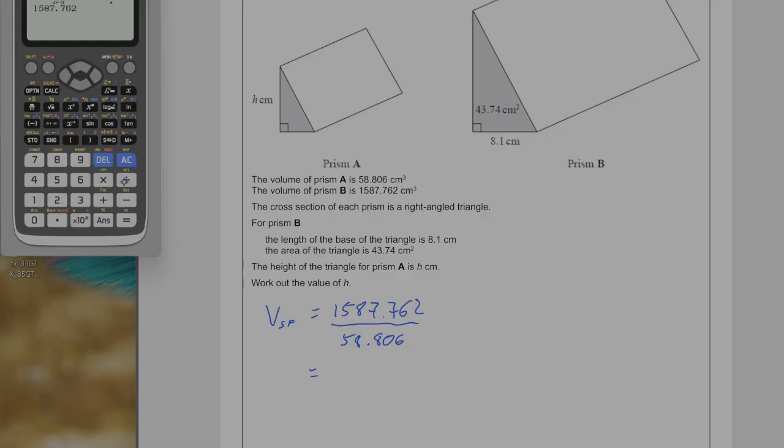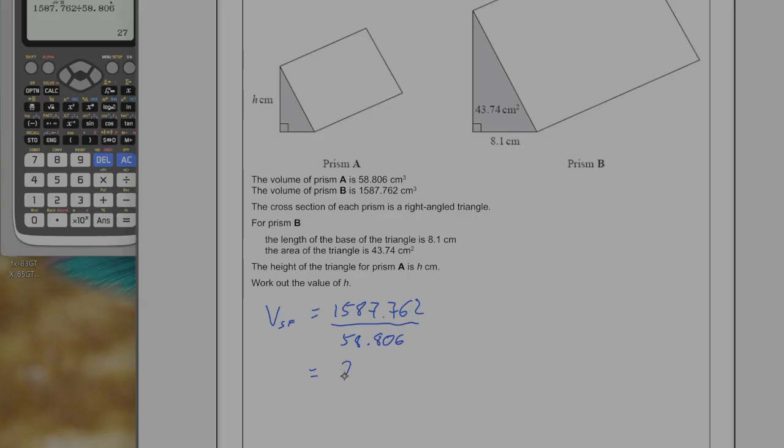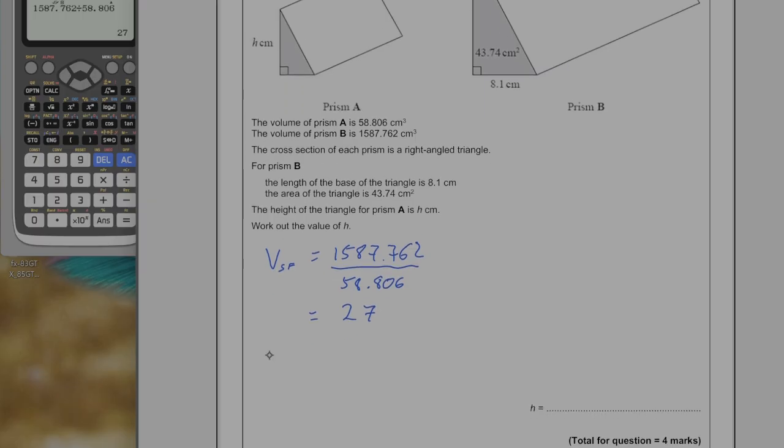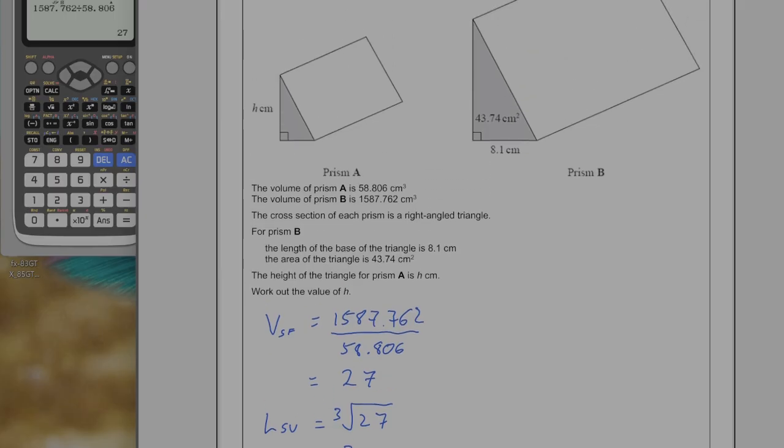1587.762 divided by 58.806. Double check my numbers there. 27. That is perfect. So if the volume scale factor is 27, that means that the length scale factor is going to be equal to the cube root of 27, which is going to be 3. There's a scale factor of 3 between the lengths of these shapes.